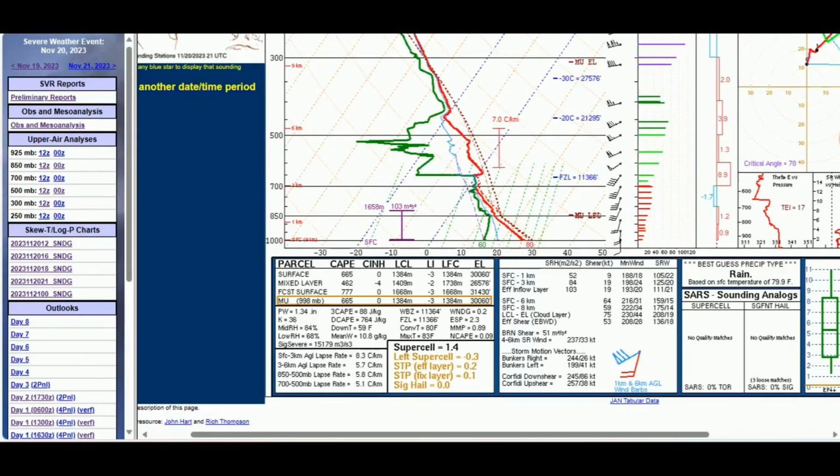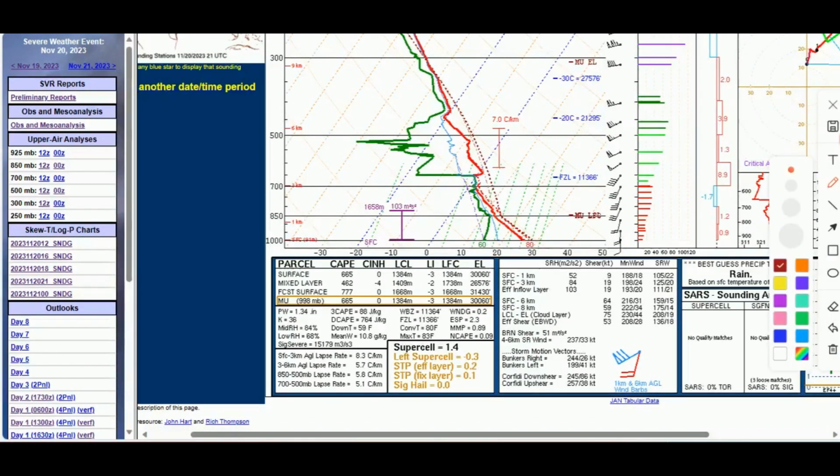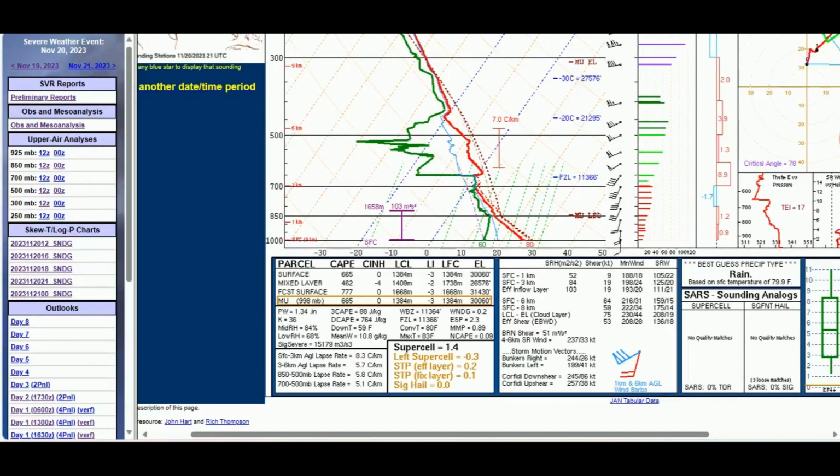Then look down here at the bottom left-hand corner, this box here, and we see our low-level lapse rates in this first row. That is 8.3 degrees Celsius per kilometer, so that's pretty steep. And this accelerates the thunderstorm downdrafts and makes damaging winds the main hazard.